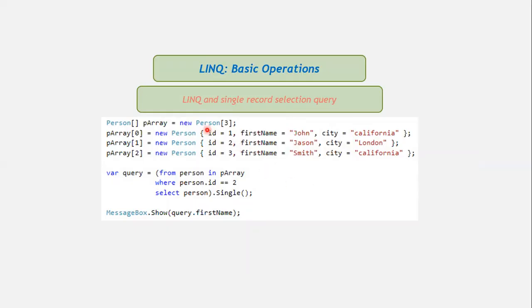The same code, creation of the Person object, and then assigning three objects to the array, and from the array we are selecting the person object whose ID is actually 2. And we know in this case we have only one object in the persons collection, in the p array collection, and the query will return only a single record. That's why we are using the Single method. So we enclosed the query in parentheses, and then after using dot we executed the Single method.